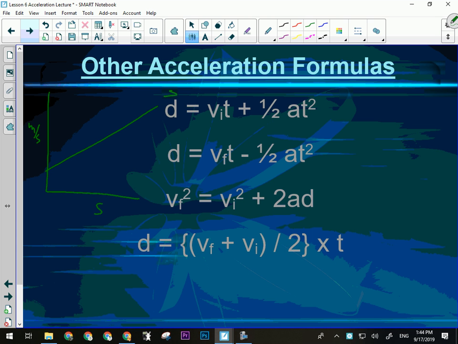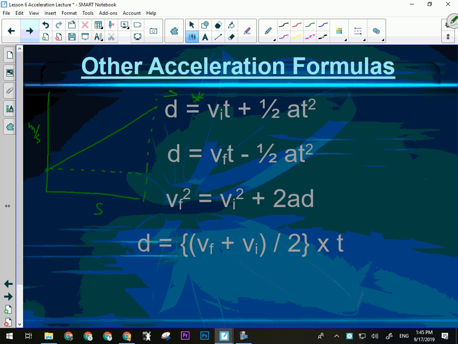How on a velocity versus time graph do I find displacement? Velocity initial times time plus... No, how from the graph? The area under the line. Does everybody remember that from before? We said that was like taking average velocity times time. Well, that's what we're doing. This formula right here calculates the area under the line.